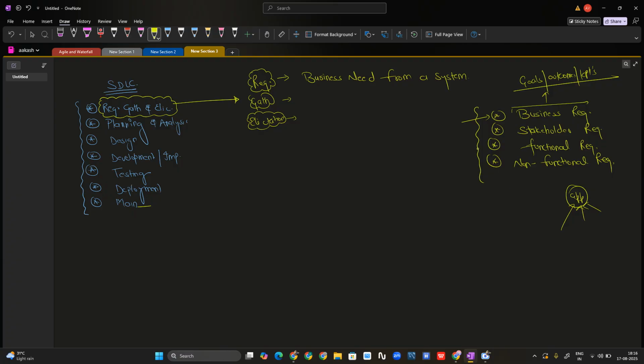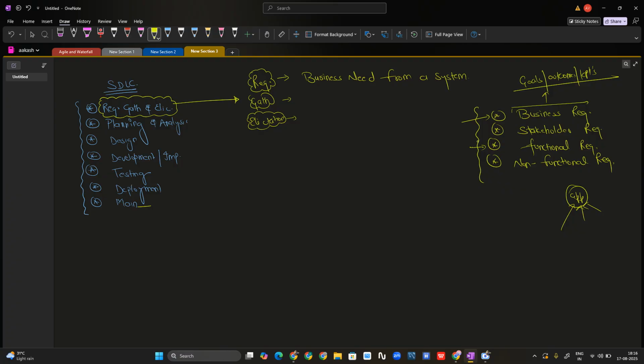Functional requirements were already discussed in the previous class. What are functional requirements? Features, rules, flows, meaning what the system must do. And non-functional requirements are related to system performance, quality, speed, security, uptime, usability, and load performance. So to be clear, there are four types of requirements: business requirement, stakeholder requirement, functional requirement, and non-functional requirement.